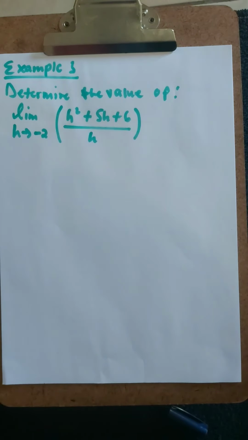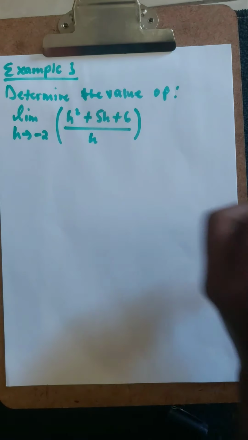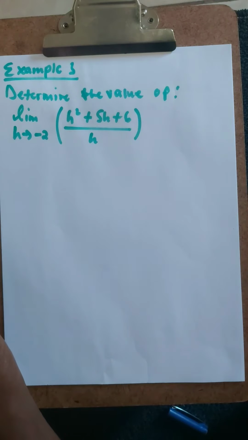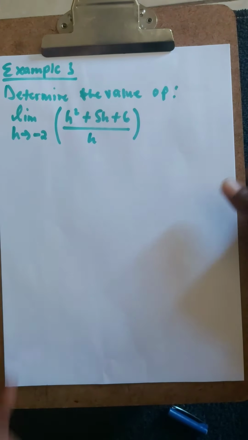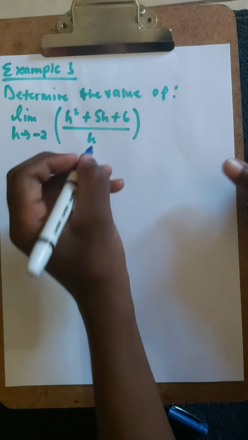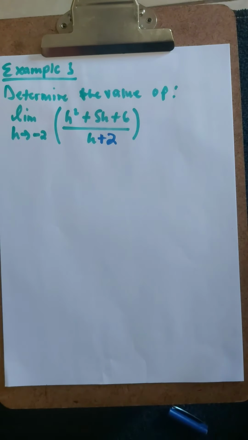Okay, now let's check another example. Example number 3: determine the value of the limit when h approaches 0. Okay, let's fix this one. I forgot to add something: h plus 2. Let's put 2 there. Find the limit when h approaches minus 2.